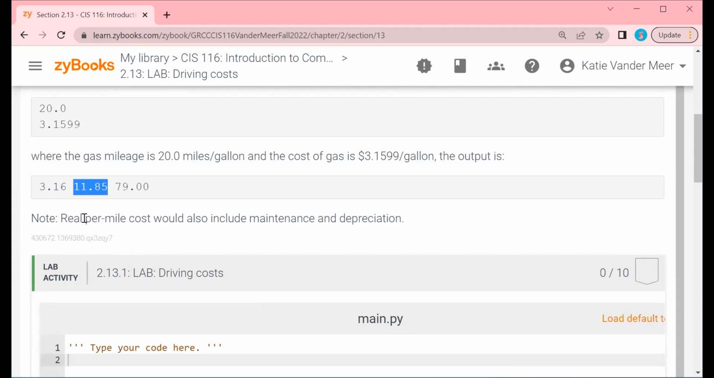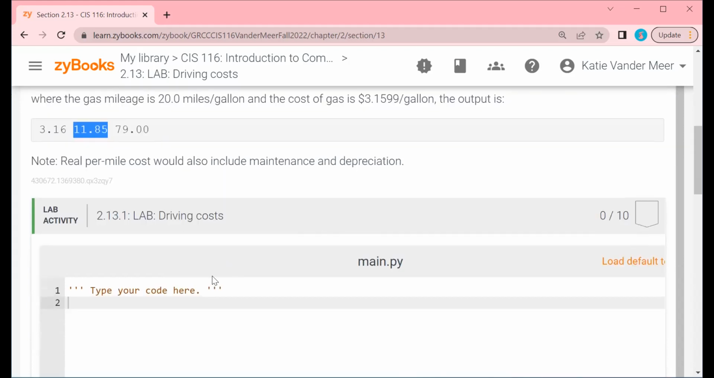Look at, they even tell us the real mileage would include maintenance and depreciation. Thank you. Truth. Some funny person in the background writing this Zybooks was like, I don't want to fool these college students to think that's all that it takes to drive a car.